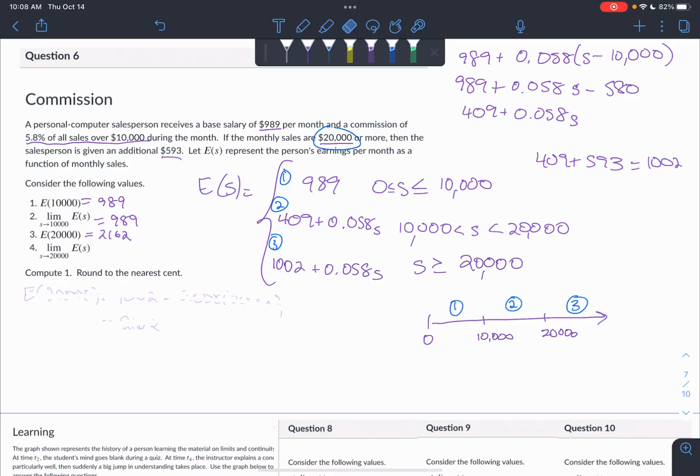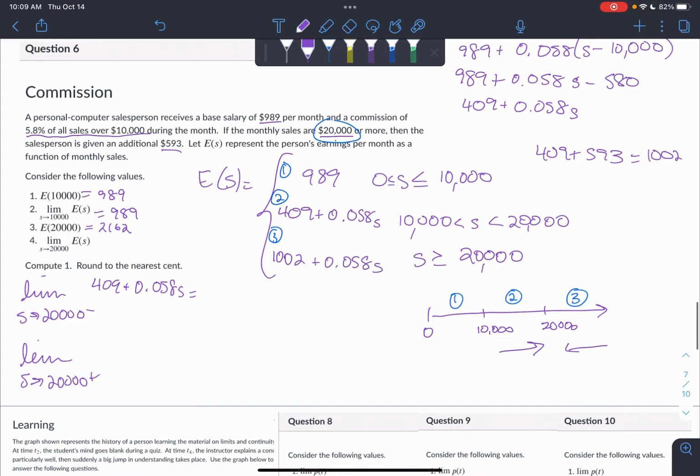Right, and for the last item here that you could potentially get, you want the limit as S goes to 20,000 of our E of S. So we need to find the left-hand limit and the limit as S goes to 20,000 from the right. Coming from the left, I need to look at my second piece, that's this 409 plus 0.058 S. And coming from the right, I need to look at my third piece, which is 1,002 plus 0.058 S. So again, just plug in those numbers and see what you get.